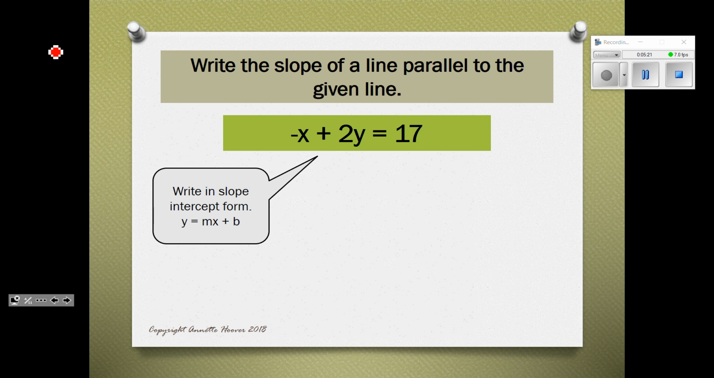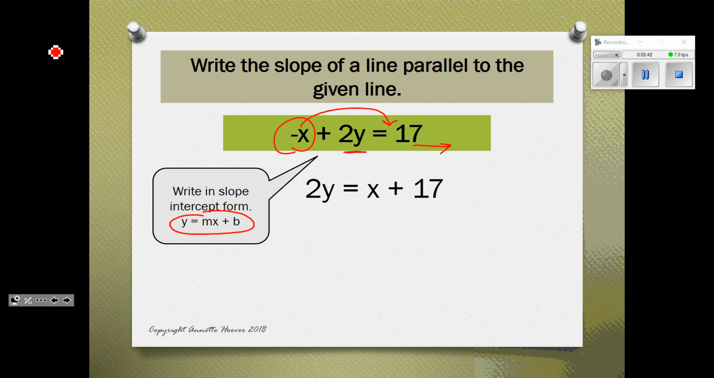Let's try again. Here's another example. And before we can decide what the slope is, we need to put it in slope-intercept form. The y term is on the left where we want it, but the x term is on the left, and we want it right here. We're going to tell the 17 to scoot over. Okay, so when we do that, the x becomes a positive x.